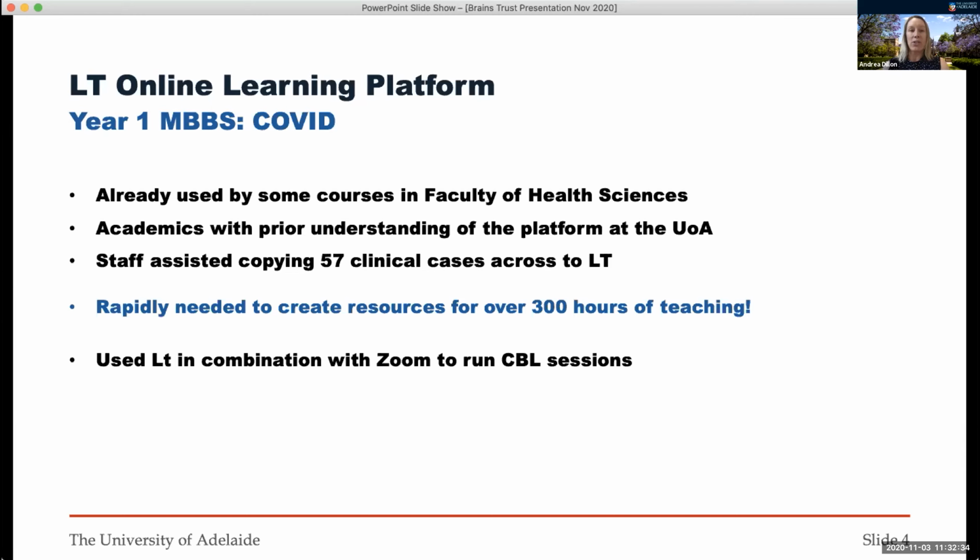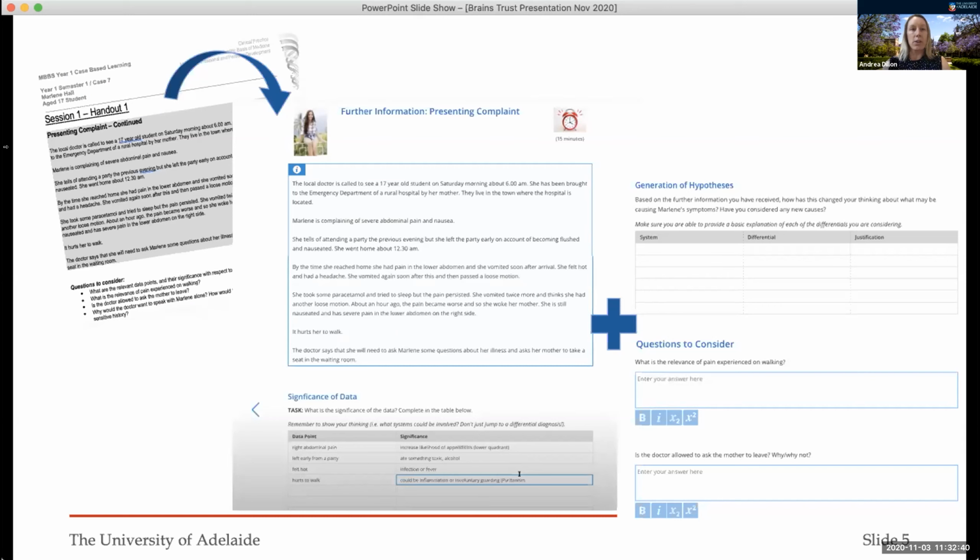And so then we used LT in combination with Zoom sessions to run CBL. So this is just a really quick summary of how we went about this. So the PDF handouts here, we transferred into LT and we gave the patient an identity. We also, this is for first year students, gave a timer to give them an indication of how much time they should be spending on each page.